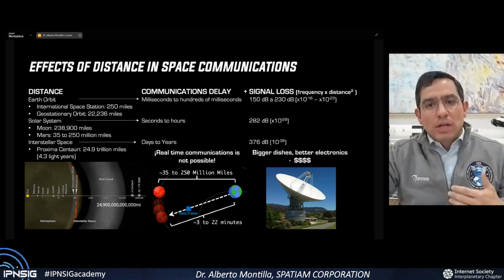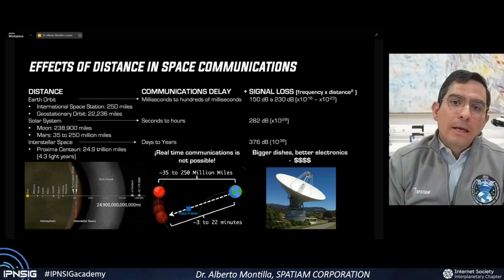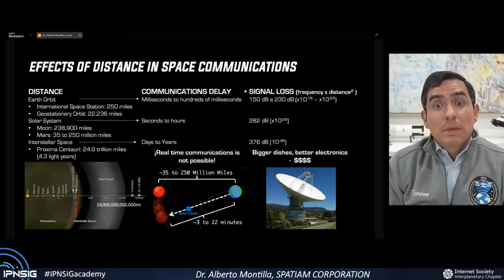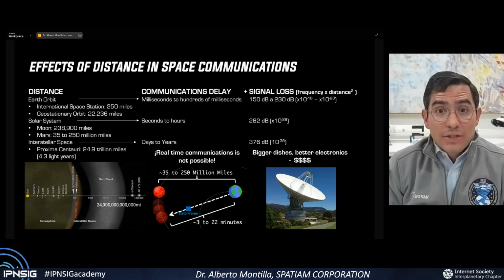The second part of it is what we have to do to receive that communication and demodulate it, so basically extract information out of it. And the longer the distance means more dollars, larger investments. Why? Because you need bigger antennas. We're talking about microwave bands.